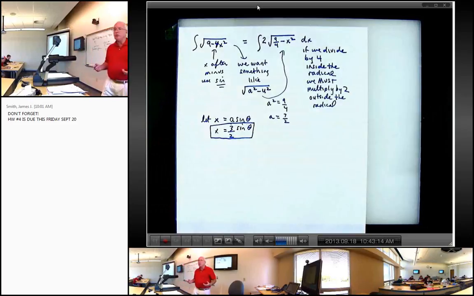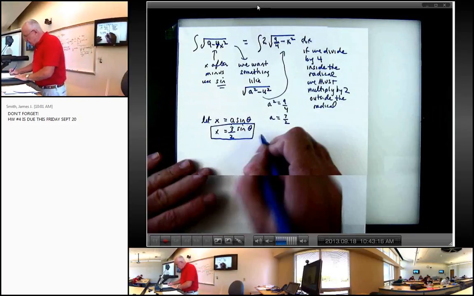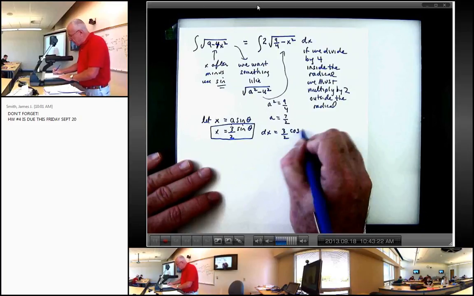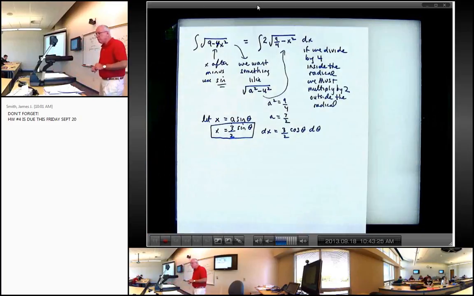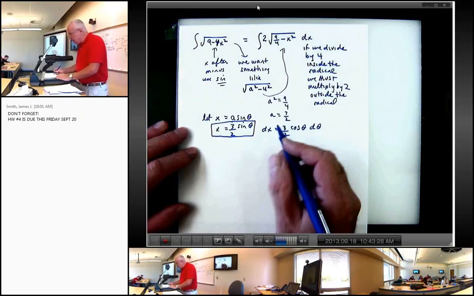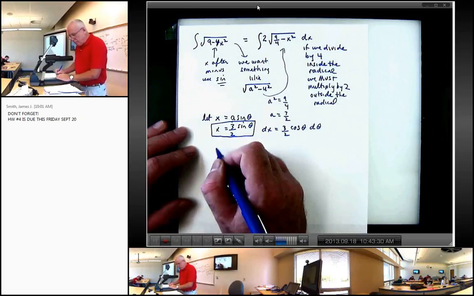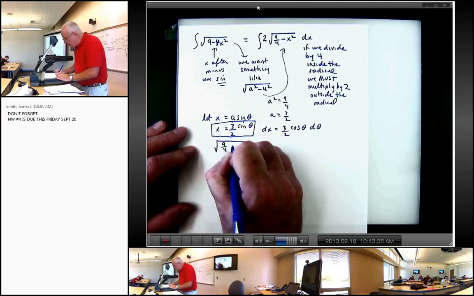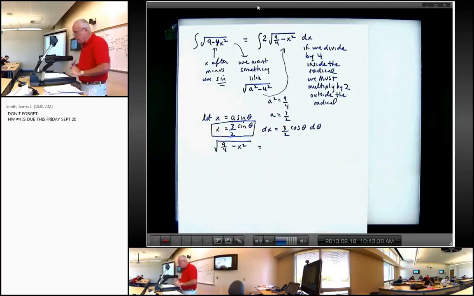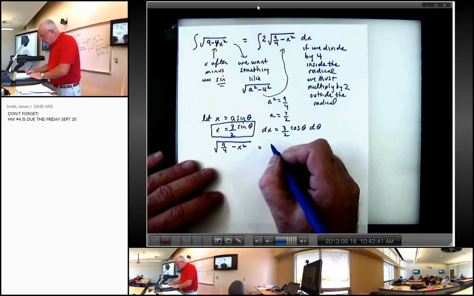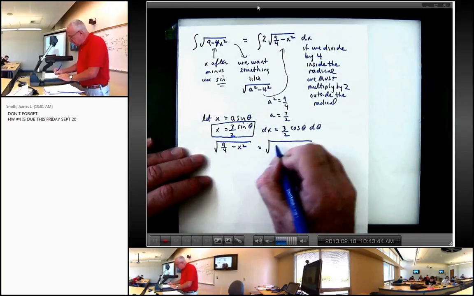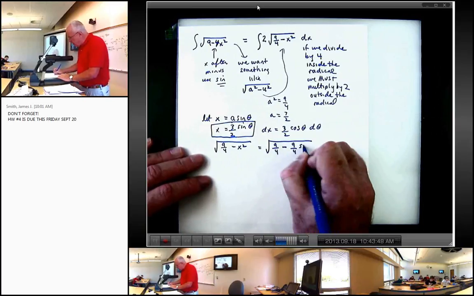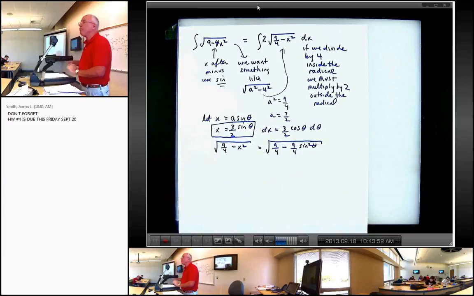All right, so let's get our dx and all that. So dx is 3/2 times the cosine of theta d theta, all right? And then let's see what our radical becomes here. Our new radical is the square root of 9/4 minus x squared. Well, let's replace the x with the 3/2 sine. So this becomes the square root of 9/4 minus 9 over 4 sine squared of theta.